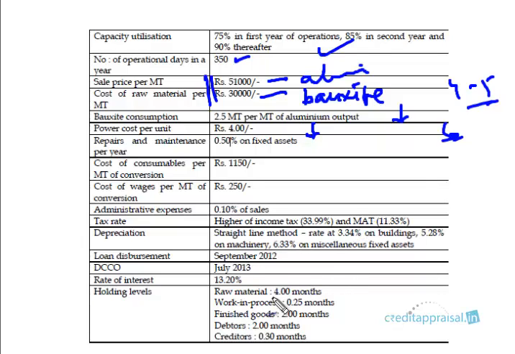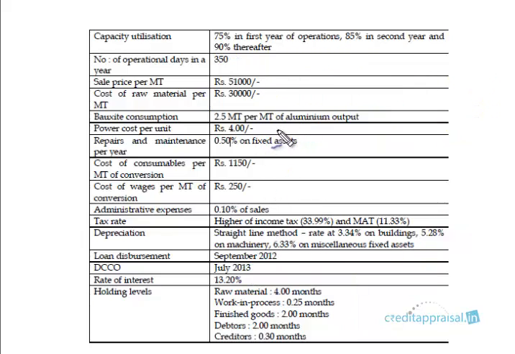The rest of them are repairs and maintenance at 0.5% of fixed assets, consumables, wages, administrative expenses, tax rate, depreciation. All this seems to be okay. Then loan disbursement, DCCO, rate of interest, holding levels. Again, raw material seems to be on a higher side, 4 months. You go through the list of assumptions and see if anything stands out. If you're not comfortable with any assumption, you can have a discussion with the company. It's not that you're going to reject it outright, but you inquire with the company what is the basis for the assumption. If you are convinced, that's fine. If not, you can ask for a revised set of projections.